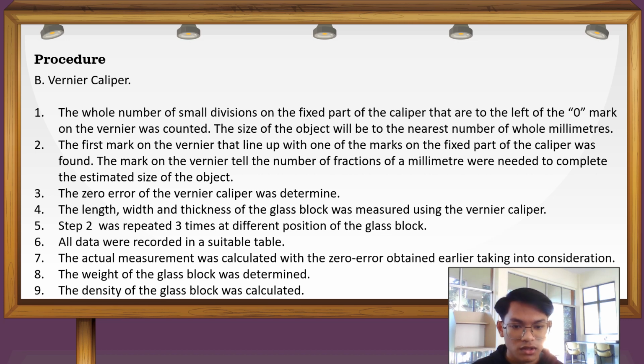Step 2 was repeated 3 times at different positions of the glass block, and all the data was recorded in a suitable table. The actual measurement was calculated with the zero error obtained earlier taken into consideration. So the weight of the glass block was determined and also the density of the glass block was calculated.